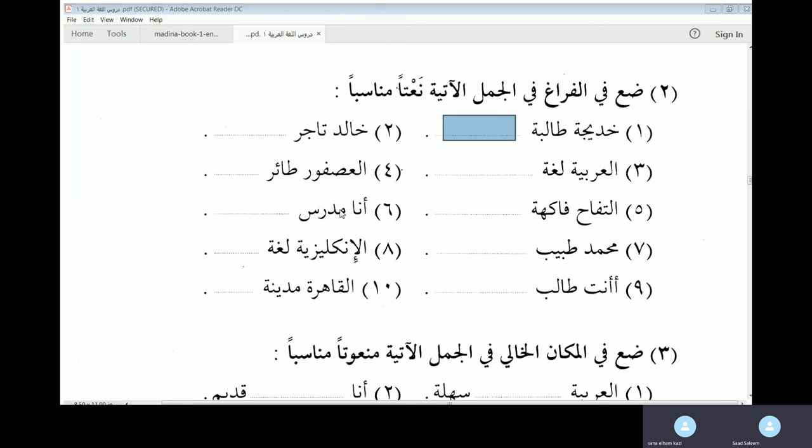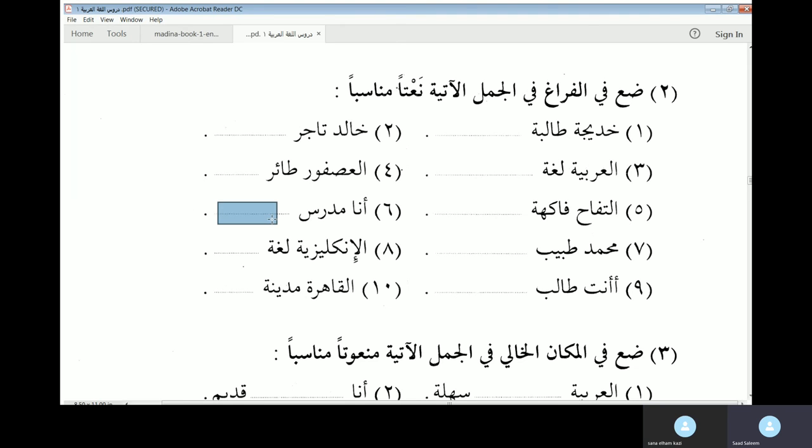Khadija is a hardworking student. Khalid is a famous merchant. The Arabic is an easy language. The sparrow is a small bird. The apple is a tasty fruit.